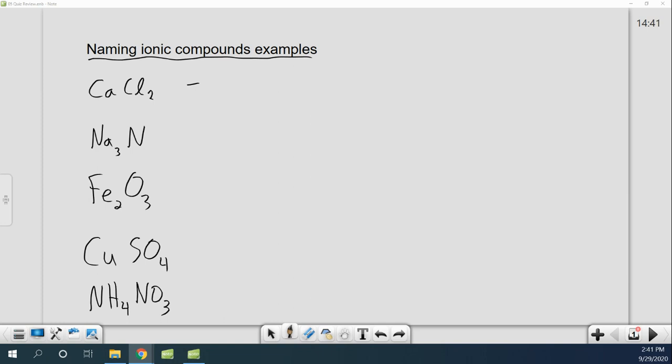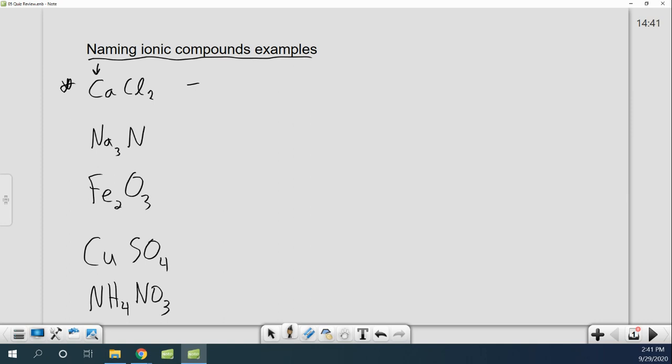So this is if I give you the chemical compound, like one of these, and ask you, what's the name of this thing? So first thing you're going to do is check and see, is it ionic or covalent, right? Calcium is a metal, so we know it's going to be ionic right away. Covalent is always two nonmetals together. So this is a metal and a nonmetal, it's ionic.